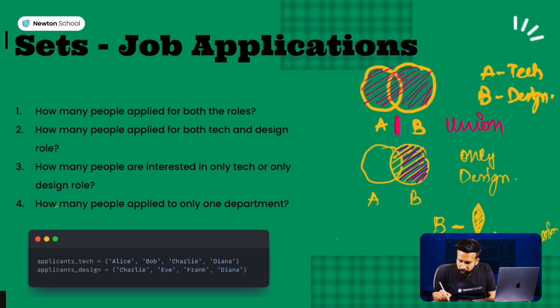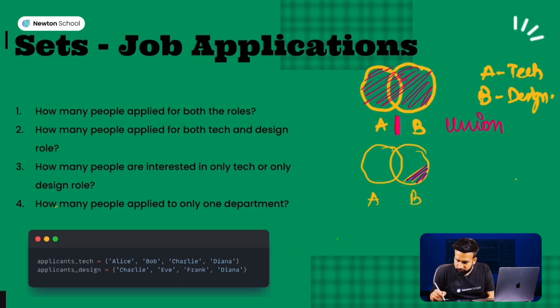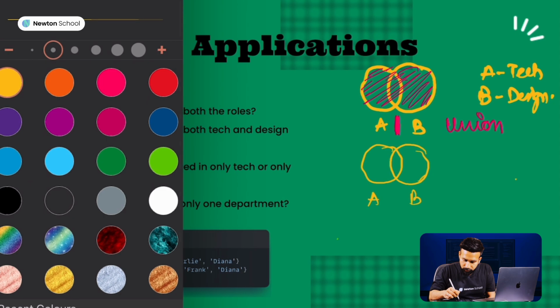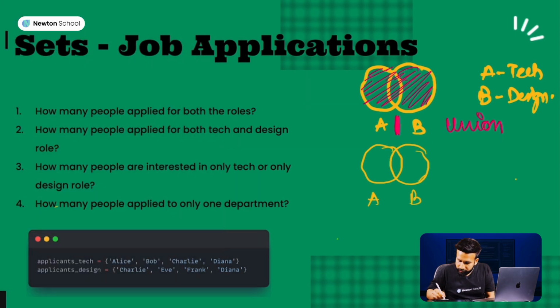For intersection, this is a little bit messy, so let me just clean this up a little bit. Let me do intersection first. So here is what you want to do. You want to get the intersection, this part first, so both design and tech. For this, you will say A and B, those who have applied for tech and applied for design as well.